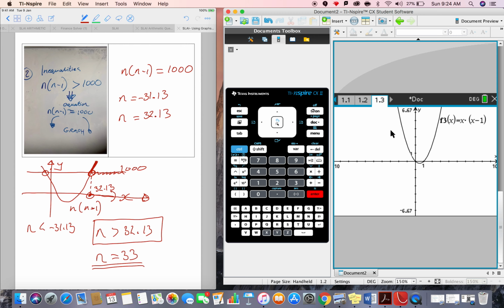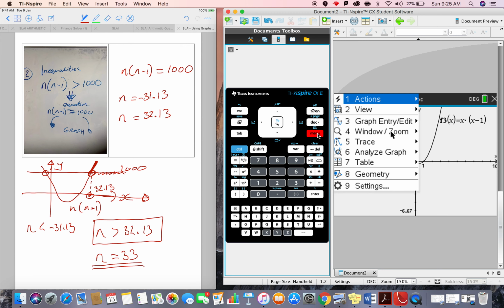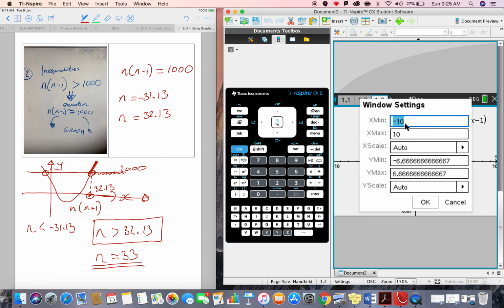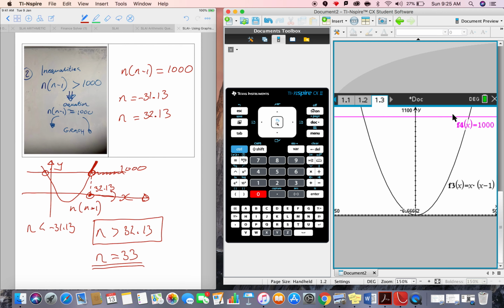So you might want to adjust the axes. I'm just going to go menu, Windows Zoom, Windows Settings. And I'm going to go negative 50 to positive 50, and the y-axis I need to get up to 1000. So I'll just go to 1100. Okay, I can see the intersection points.